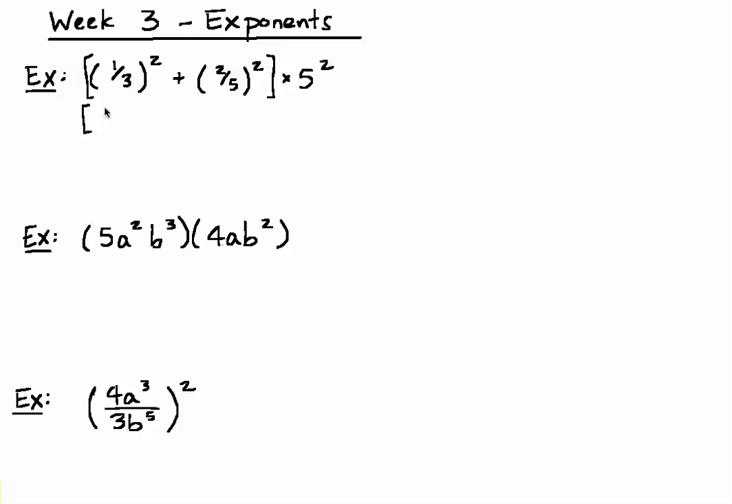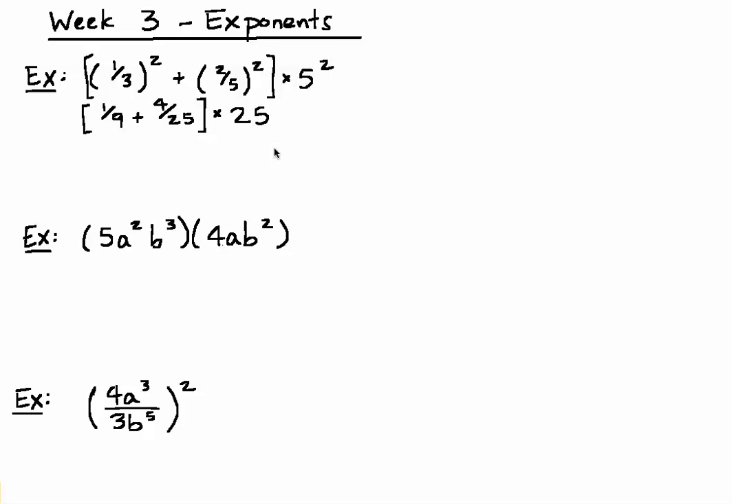1/3 squared: 1 squared is 1, 3 squared is 9. And 2/5 squared: 2 squared is 4, 5 squared is 25. That's still times, I'm going to go ahead and square the 5 to make that a 25. And then inside the brackets, we've got two fractions.